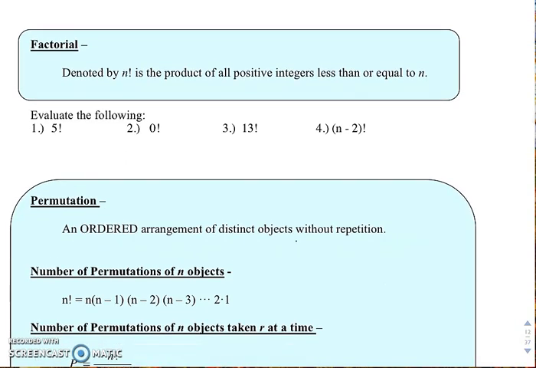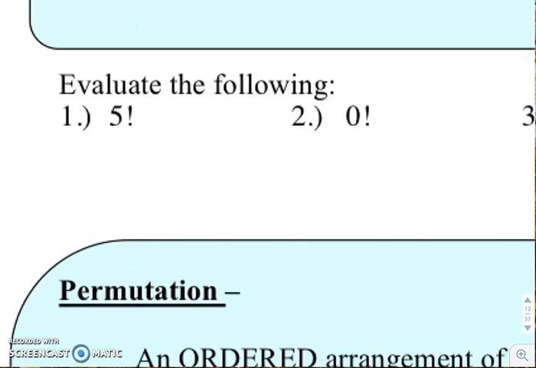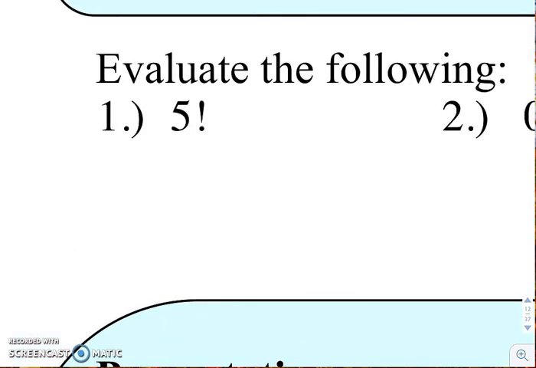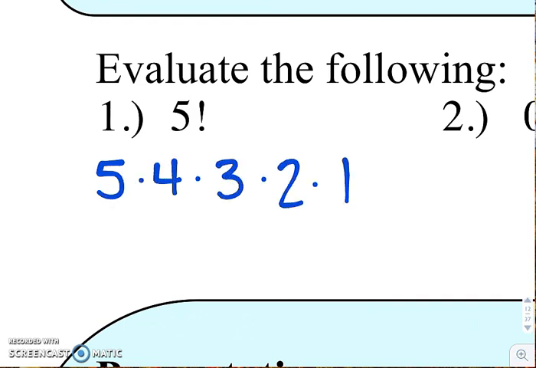Factorials are denoted by an exclamation point. So when you see the exclamation point, that's what the factorial is. It's the product of all the positive integers less than or equal to whatever that value of n is. So say you saw 5 factorial, that would be 5 and everything less than it multiplied together. It's the product, so it would be 5 times 4 times 3 times 2 times 1. If you multiplied them all together or did 5 factorial in your calculator, you should get the same thing.